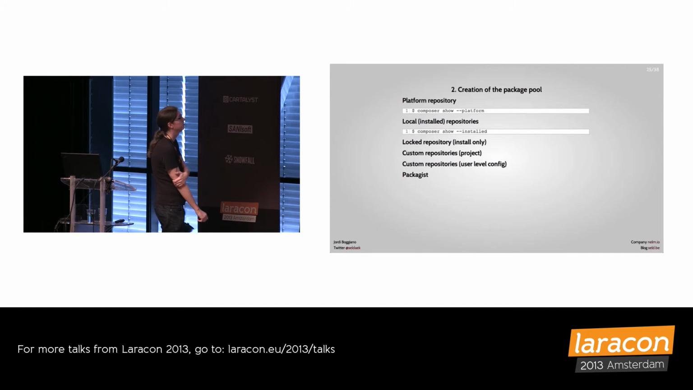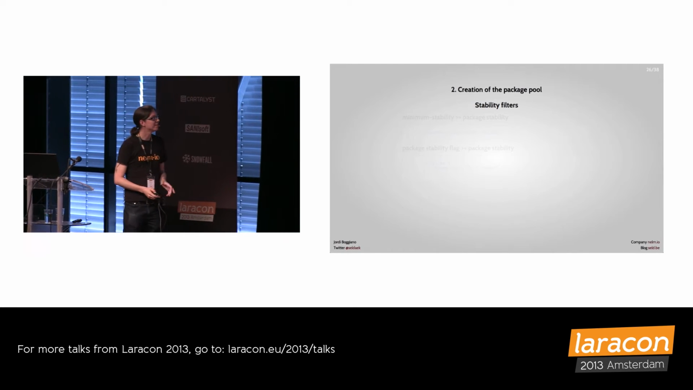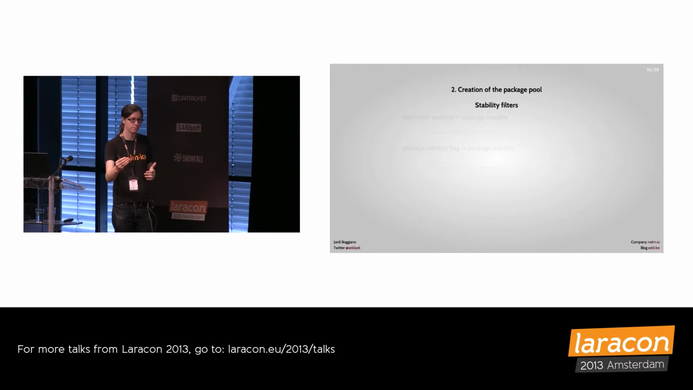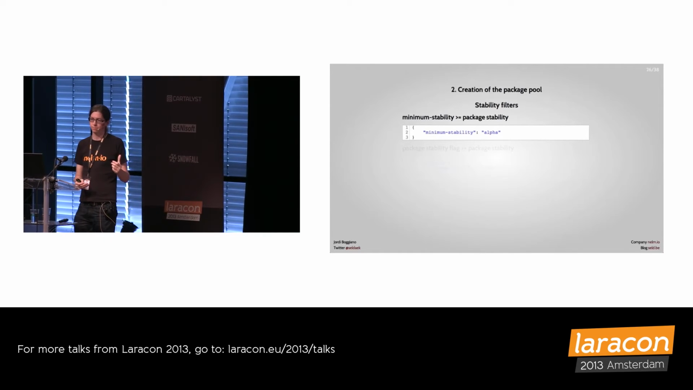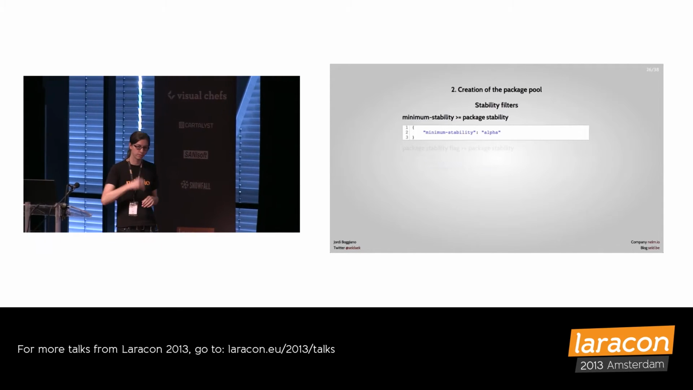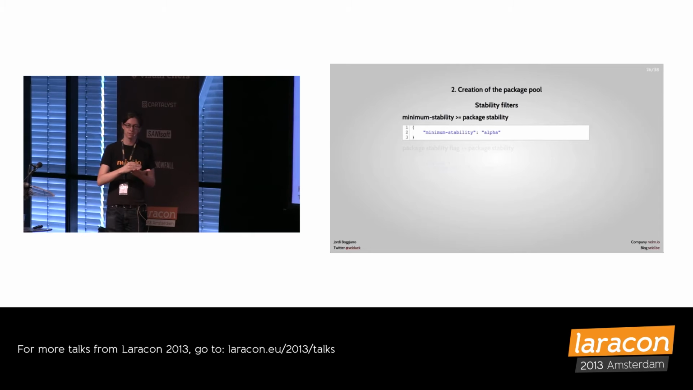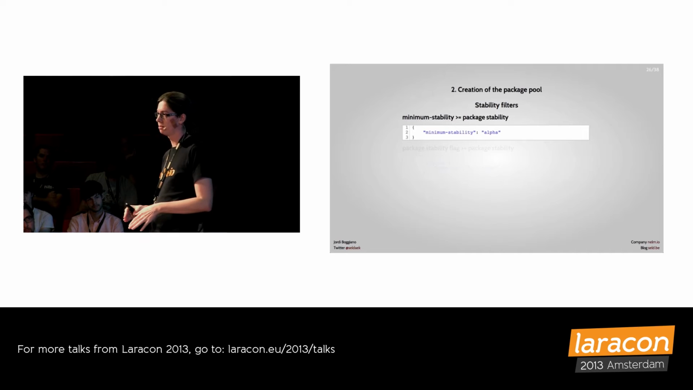Okay, so then we have those stability filters, which are also another source of minor or massive confusion, depending. There are really two things that apply there. There's the minimum stability, which is the minimum default level that applies to everything. By default it's stable. If you lower it to alpha, it means that whenever it adds a package to the pool, it checks: is this package more or less stable than the minimum stability? If it's less stable, it just throws it away, it doesn't look at it.